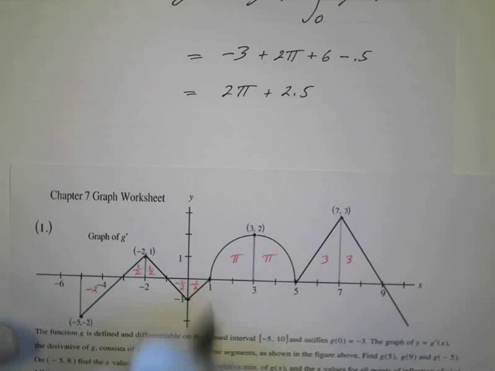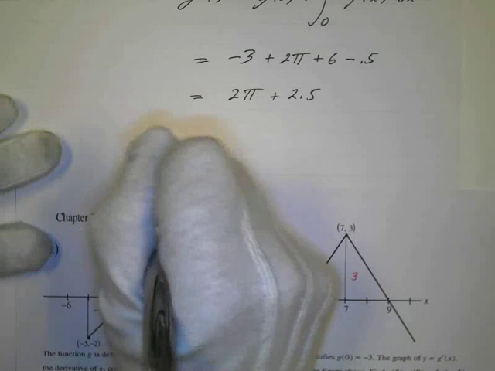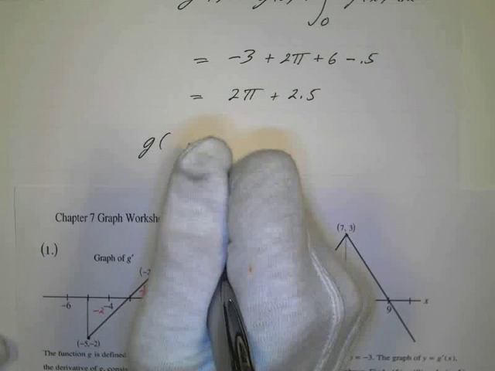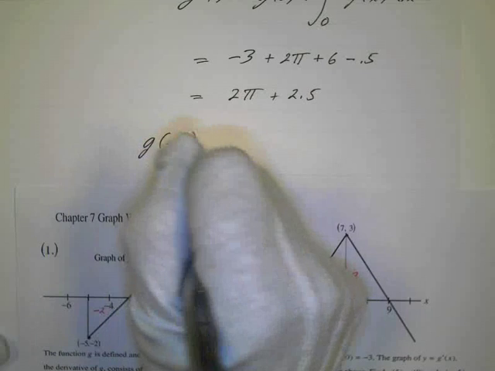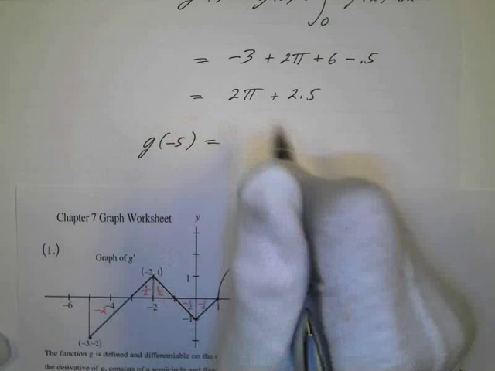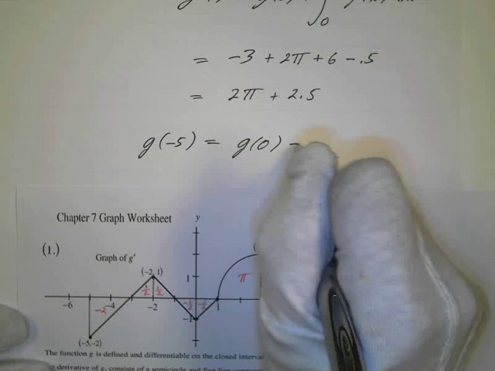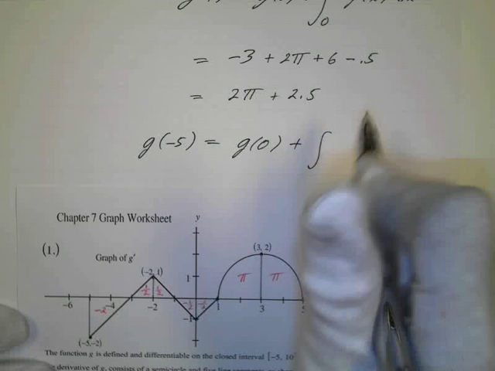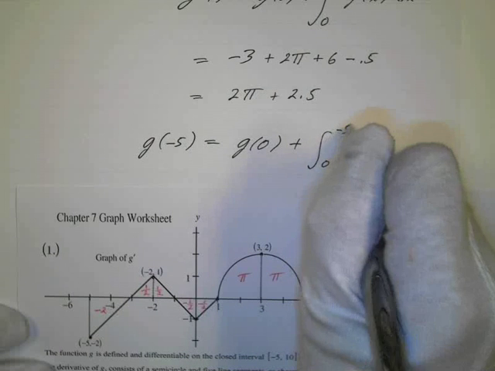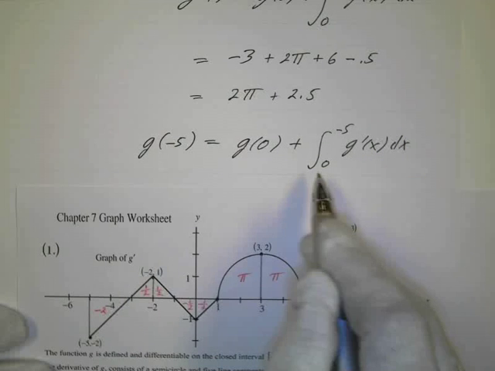Now let me do the third part of this one. I want to find g of negative 5. That's given to you down here, right over there, g of negative 5. So that's going to be the same thing, follow the same pattern. I'm going to go from g of 0. That's what I have. Plus the integral from 0 to negative 5 of g prime of x dx.